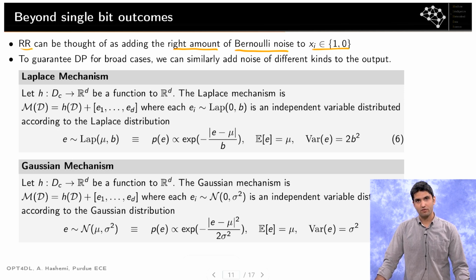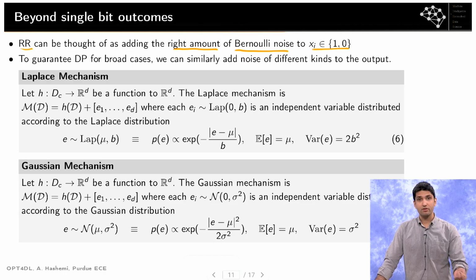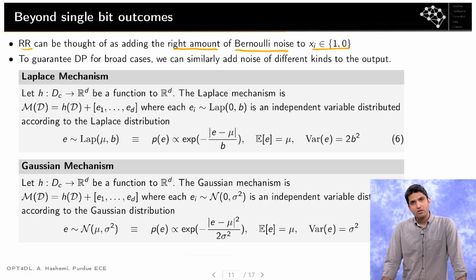Therefore, the more we are ensuring privacy. The smaller epsilon was, the lower the privacy loss, but also the lower the accuracy. So we're going to leverage the same exact idea for broader cases.